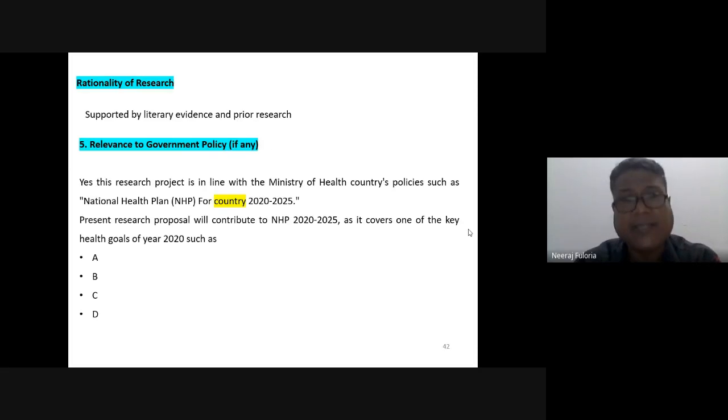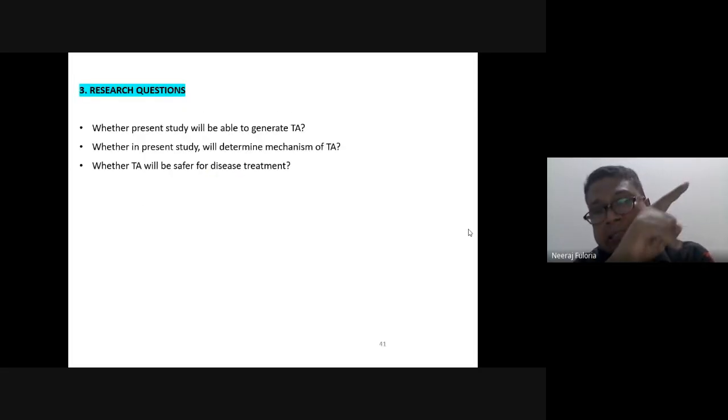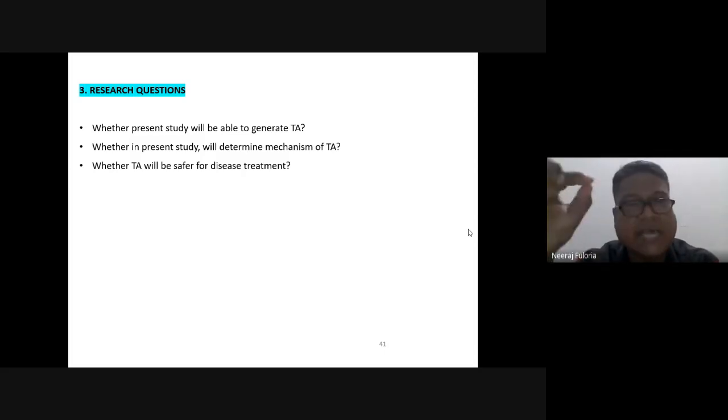Then, mind it, everything should be interlinked with your title. From the first line, everything should be connected. Don't deviate from that. Whatever is written in the title, based on that, your hypothesis, based on that, your research question, based on that, your research problem should be there.